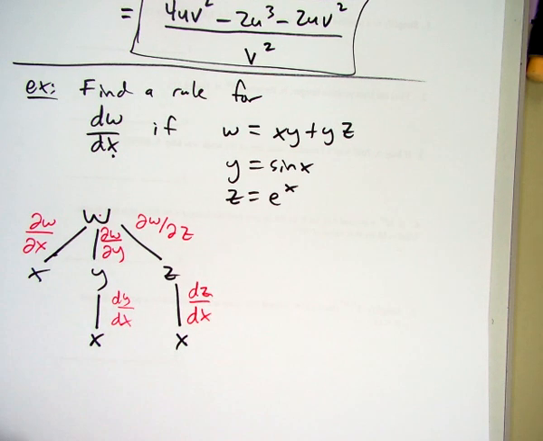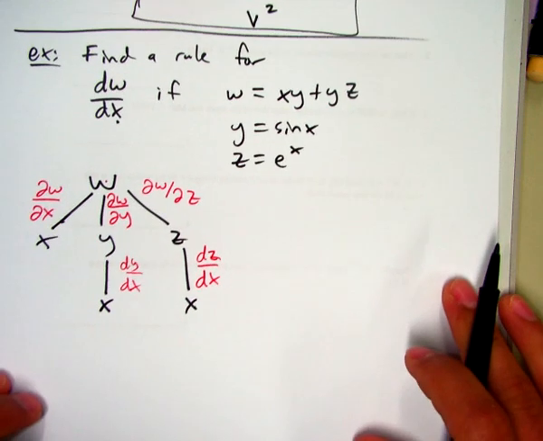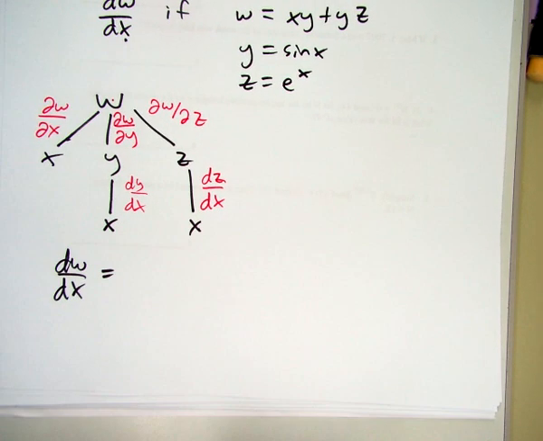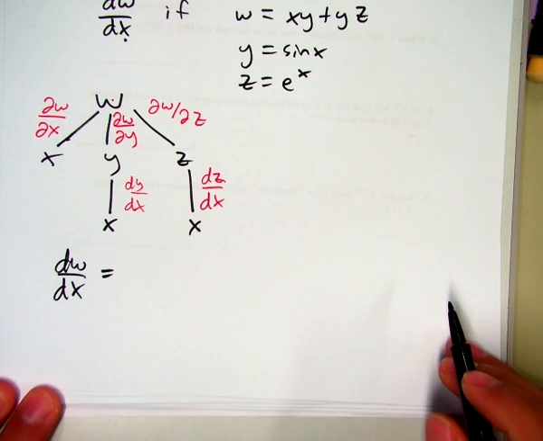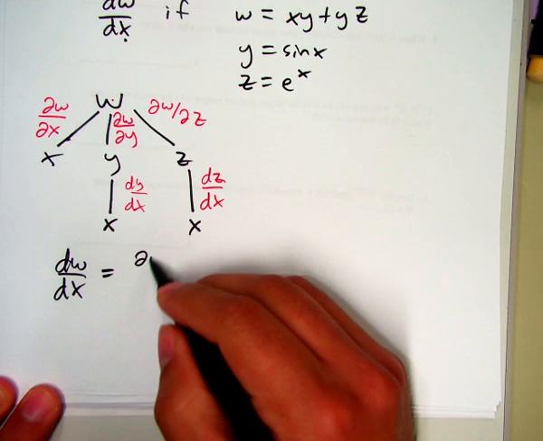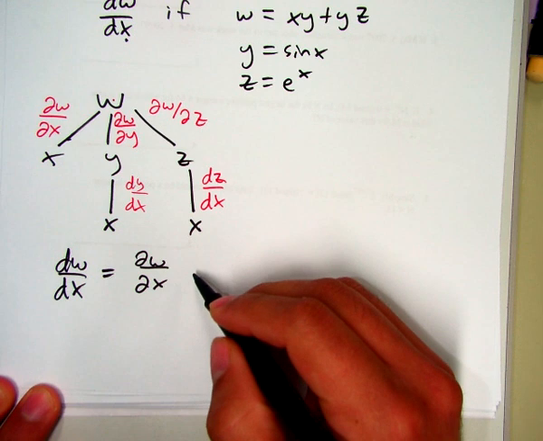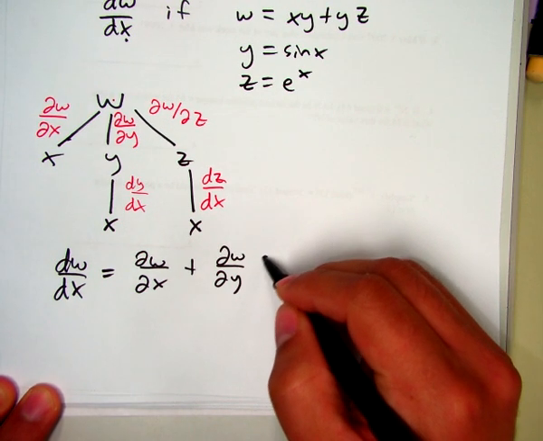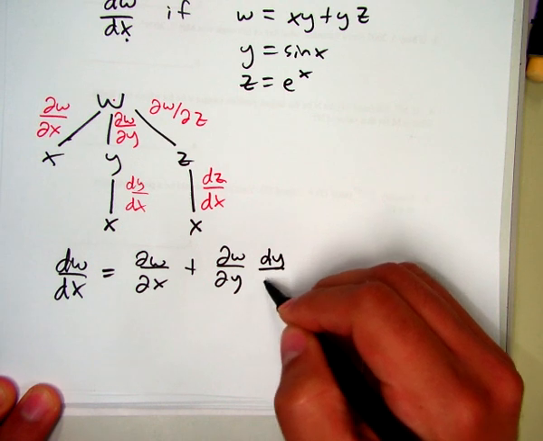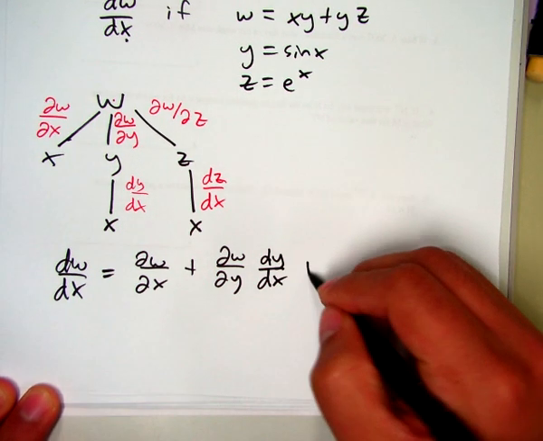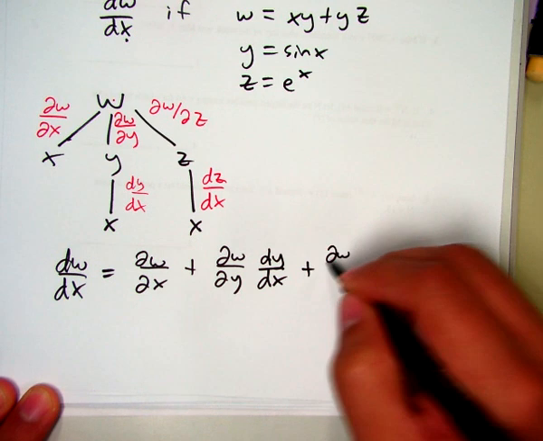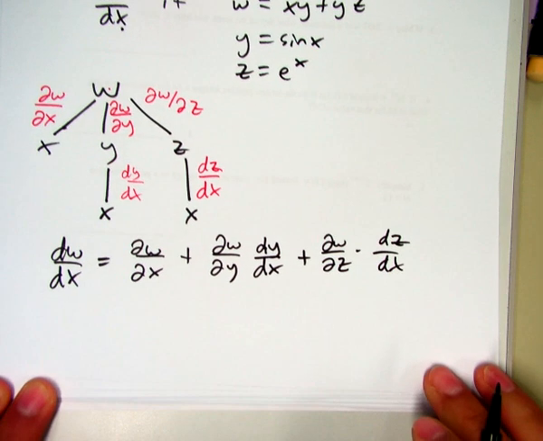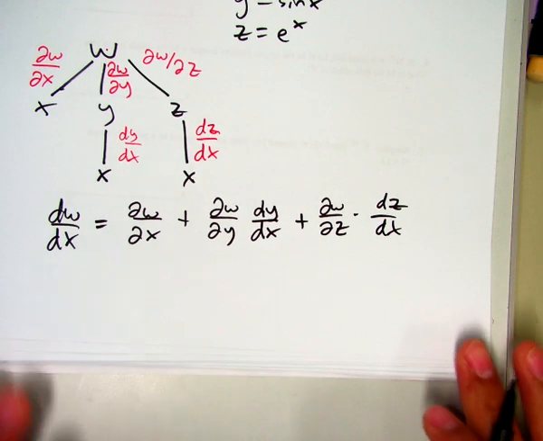So then the formula for dw dx can be calculated by doing what sum? Partial w, partial x, plus partial w, partial y times dy dx, plus partial w, partial z times dz dx. It's hard to say all this stuff, isn't it? There you go. Alright, so there's our chain rule formula for this scenario.